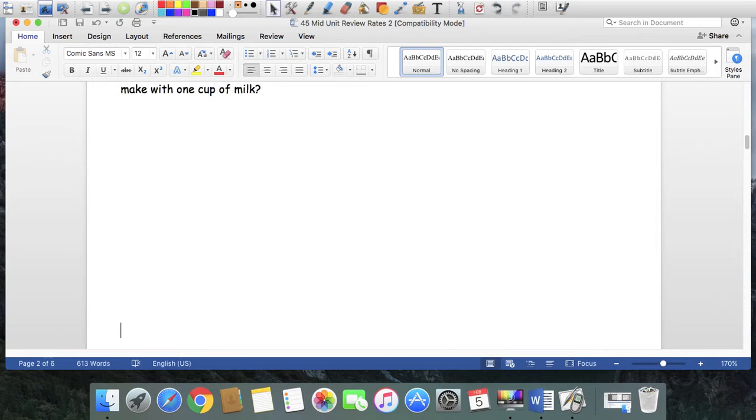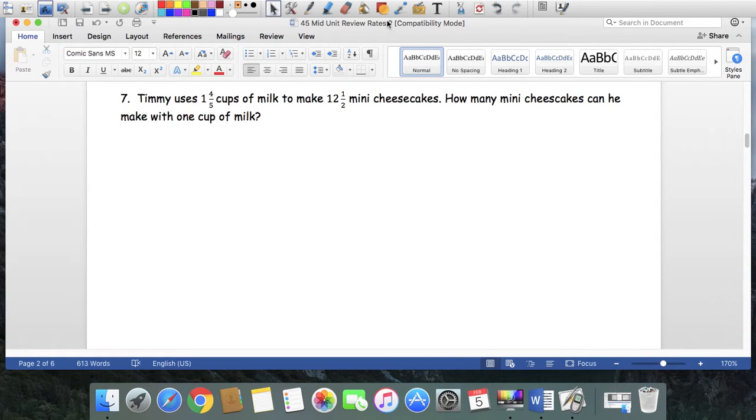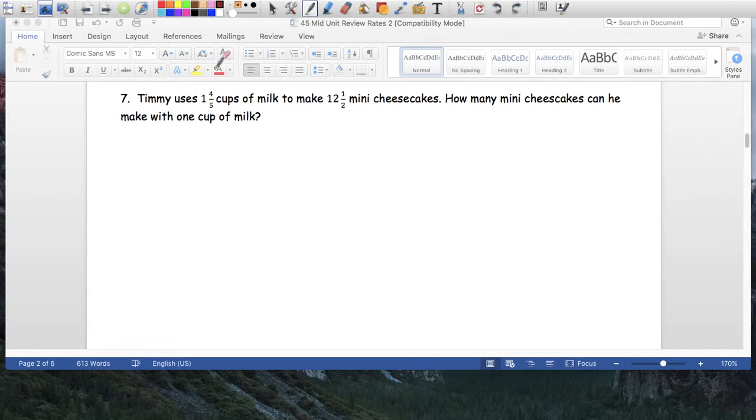Timmy uses 1/4 cups of milk to make 12.5 mini cheesecakes. How many mini cheesecakes can we make with 1 cup of milk? ¿Cuánto puede hacer con un vaso de leche? 1 y 4/5 de leche hace 12.5 mini cheesecakes. Pero quiero saber 1 cup of milk. So, ¿cómo está escrito 1 cup of milk?